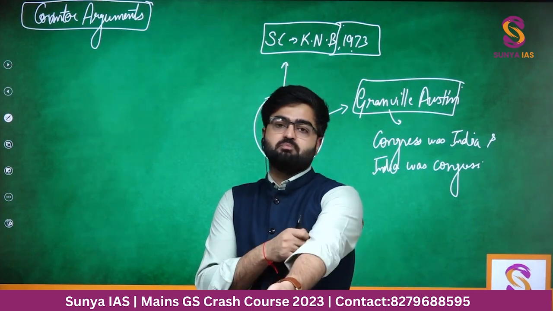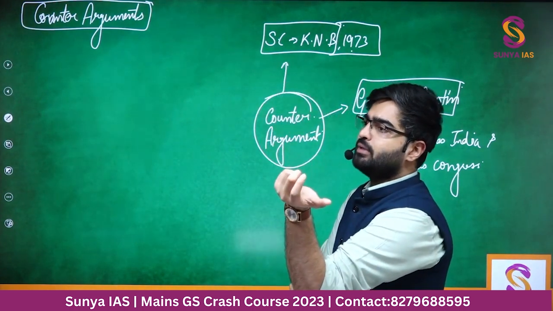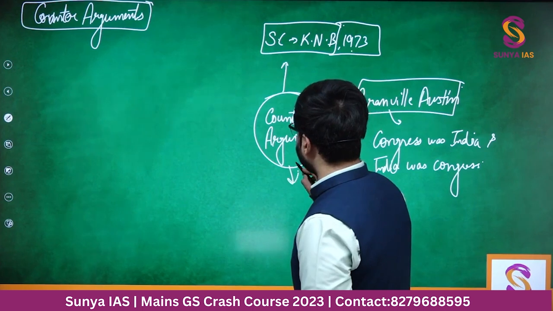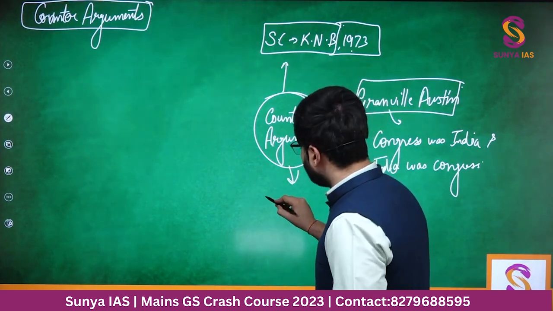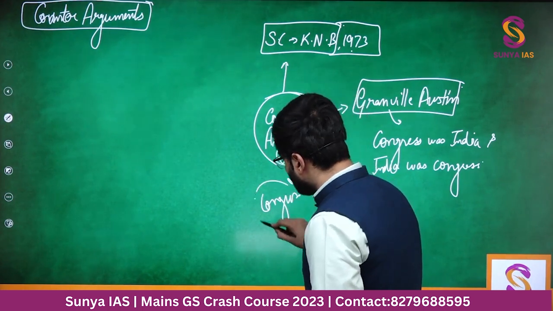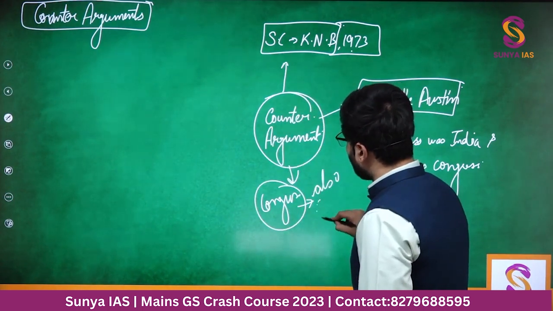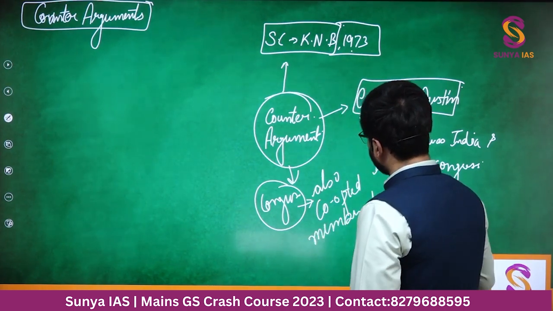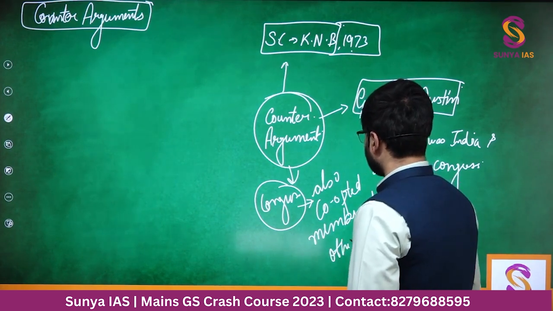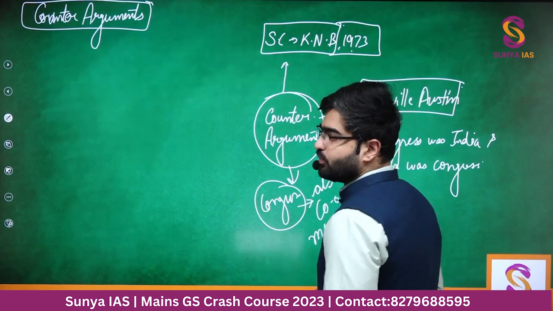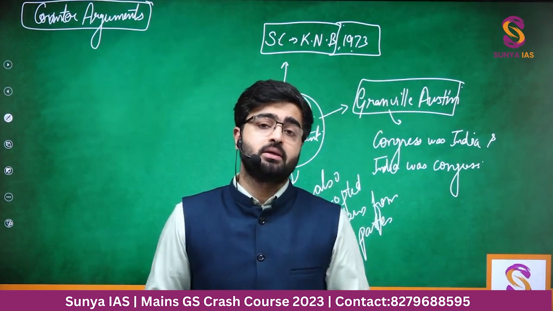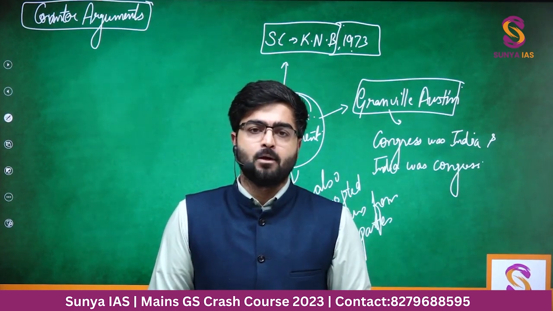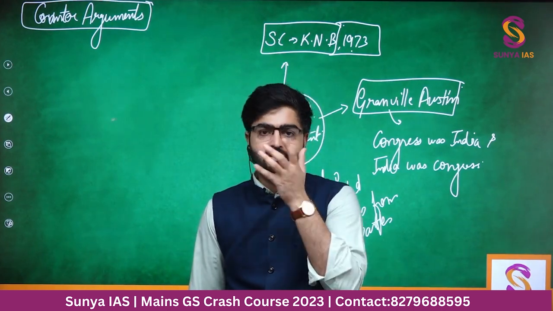Third argument is that they say Congress was a single party dominance and how can one party represent the views of all parties, right? So they again clearly deny. You can also support this argument that we accept Congress was a single party, but Congress also co-opted members from other parties. And hence, what was the outproduct was nothing but a consensus document. Because despite being a single party, it also co-opted the members from other parties. So your point of saying that it was not representative nullifies here.